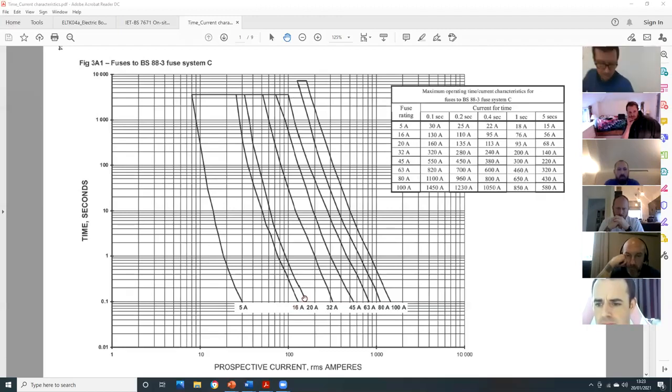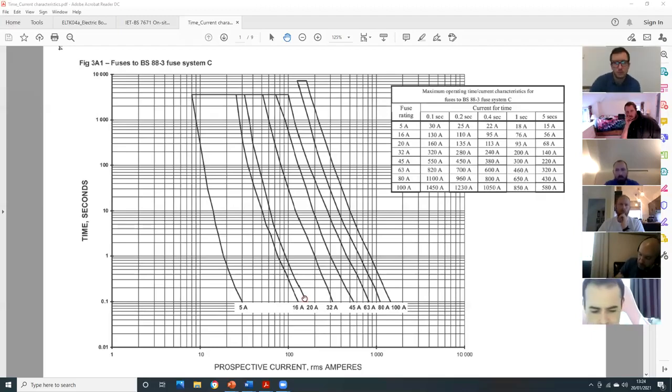You just literally divide that 23 amps, anybody who's got a calculator on them or a phone with a calculator on it, if you divide that 23 amps, which is the minimum operating current, by its rating, so 23 divided by 16, I get, rounded up, 1.44.